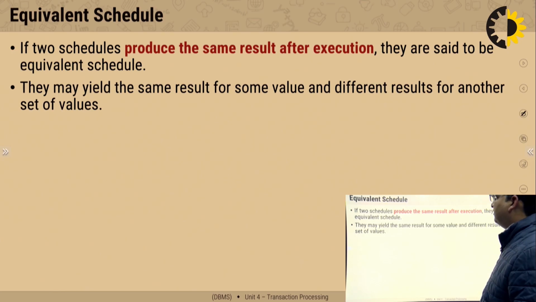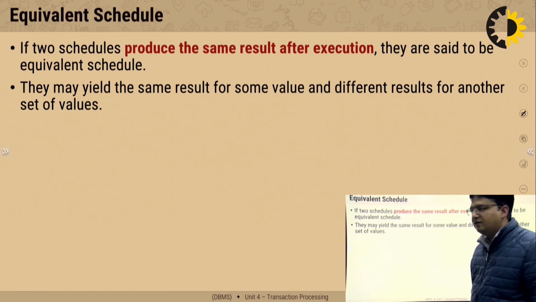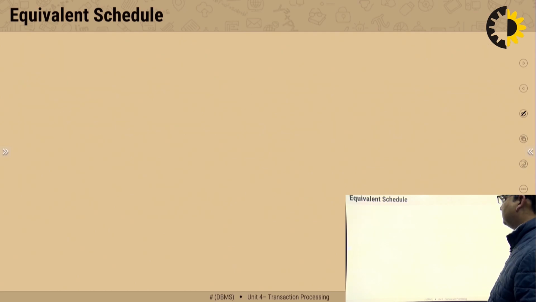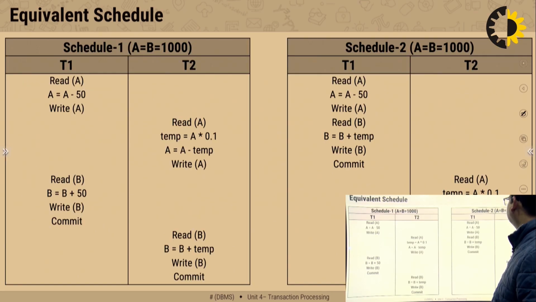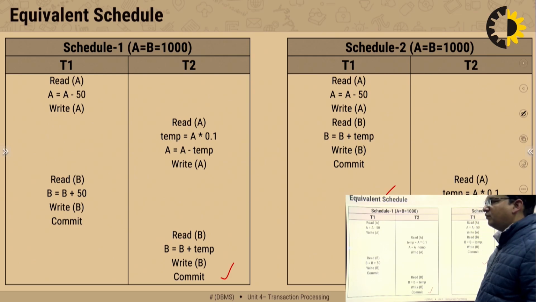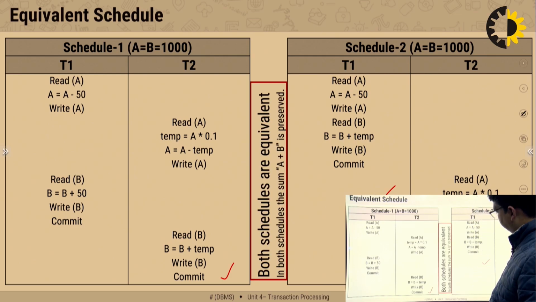Next is the equivalent schedule. If two schedules produce the same result after execution, they are said to be equivalent schedules. They may yield the same result for some values and different results for another set of values. That is why equivalence is not generally considered a significant property. So, of these schedules, one is a serial schedule and the other is a concurrent schedule. They both provide the same outcome. These both are equivalent.